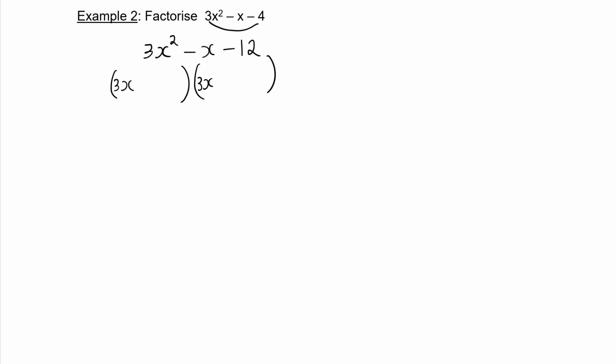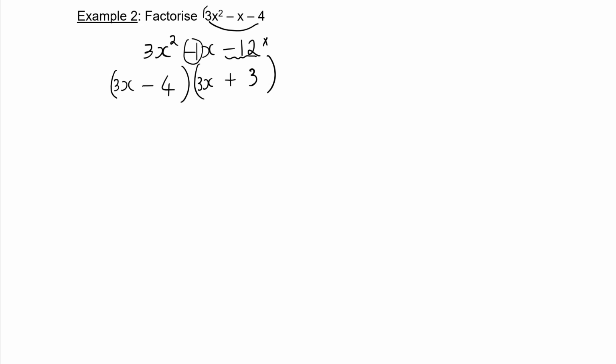I then need a pair of numbers which will multiply to give minus 12, but will add to give minus 1, because minus x, remember, is just minus 1x. So multiplying to give minus 12, adding to give minus 1, my numbers must be minus 4 and plus 3, because minus 4 multiplied by plus 3 is minus 12, but minus 4 plus 3 is minus 1. Don't forget now to divide.